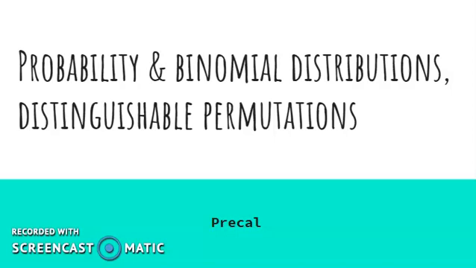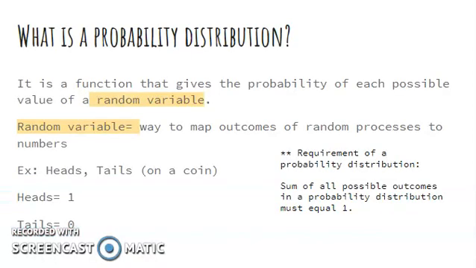Hi guys, so today we'll be talking about probability and binomial distributions and distinguishable permutations. So what is a probability distribution? It is a function that gives the probability of each possible value of a random variable. And a random variable is basically a way to map outcomes of random processes to numbers. Examples of random processes could be flipping coins, rolling dice, etc.